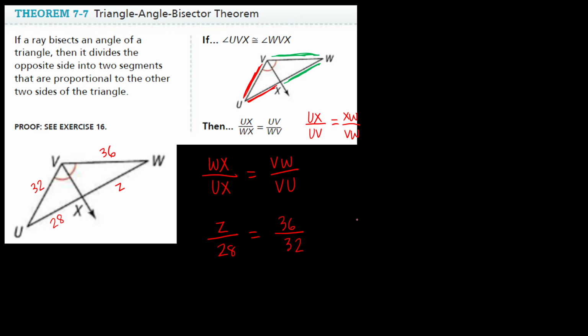So I'm going to cross multiply again. 32 times Z is equal to 28 times 36. So 28 times 36 is 1008. And so we are going to divide both sides by 32 to solve for Z. So Z is going to be 1008 divided by 32, and I get Z equals 31.5.